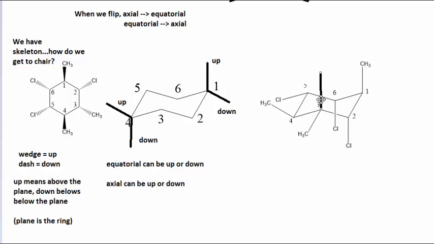That'll be up. If we're at 4, we're at a wedge. That's up. The axial goes down, so you choose the equatorial. If we're at 5, the chlorine is again going down. Notice the axial goes up. And at 6, you're again on a dash, so you want the chlorine to go down, which is again axial.